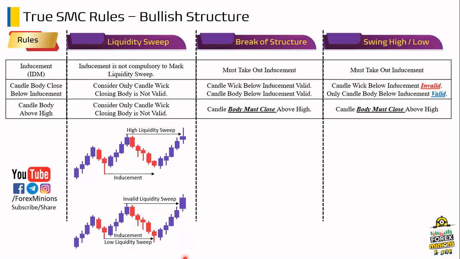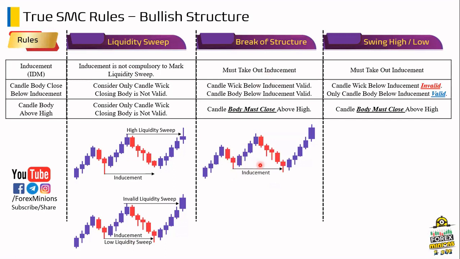Hopefully, now you have a clear concept about liquidity sweep. Now let's understand break of structure by some examples. Here, this is a candlestick chart. Now, as per the first rule, we will check inducement. Note, this is our inducement level.